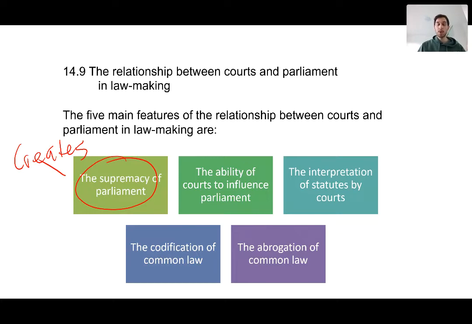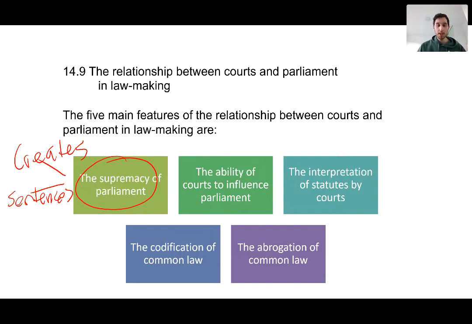Parliament also can set limits on how the courts operate. For example, they can change the minimum or maximum sentences for particular crimes. So this is all boiling back down to the idea that Parliament is the supreme lawmaker. Parliament is the more important lawmaking body, and court helps in a more supplemental role. So that's our first relationship.